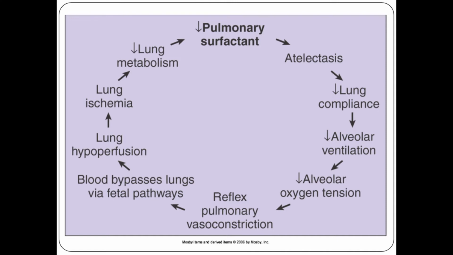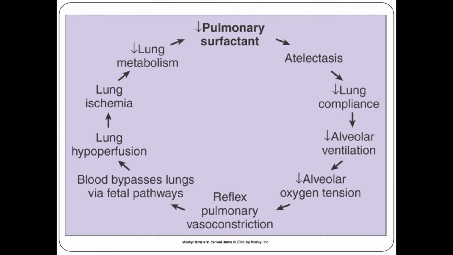This is an image which shows the pathophysiology, that is decreased pulmonary surfactant, which eventually leads to atelectasis, which leads to decreased lung compliance, which leads to decreased alveolar ventilation, which leads to decreased alveolar oxygen tension, which eventually leads to reflex pulmonary vasoconstriction. By pulmonary vasoconstriction, what happens? The blood bypasses the lungs via fetal pathways. Lung hypoperfusion occurs, lung ischemia occurs, and lung metabolism will be reduced.